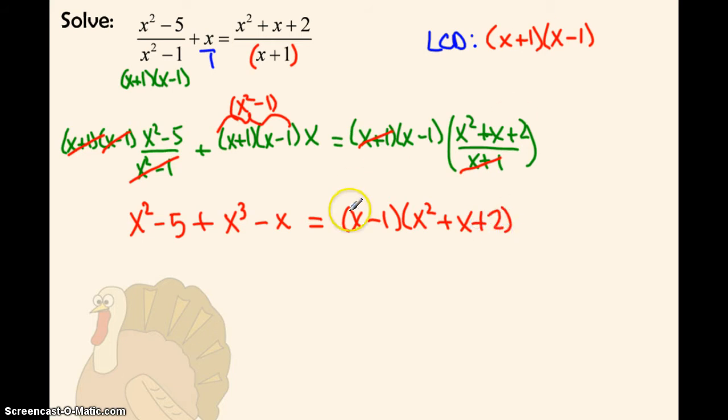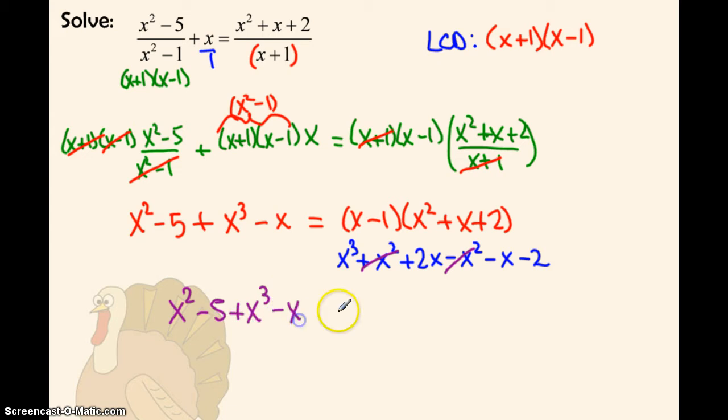So I want to distribute this. I want to multiply everything in this quantity by x, and I also want to multiply everything by a negative 1. So x cubed plus x squared plus 2x minus x squared minus x minus 2. X squared and negative x squared cancel off, so I can reduce those. So I've got x squared minus 5 plus x cubed minus x equals x cubed plus x minus 2.